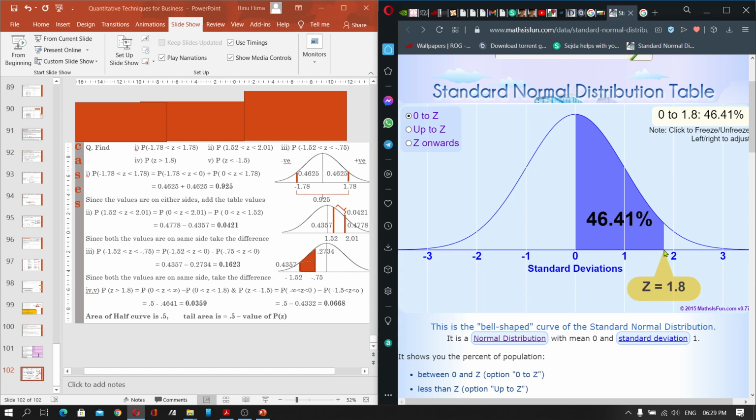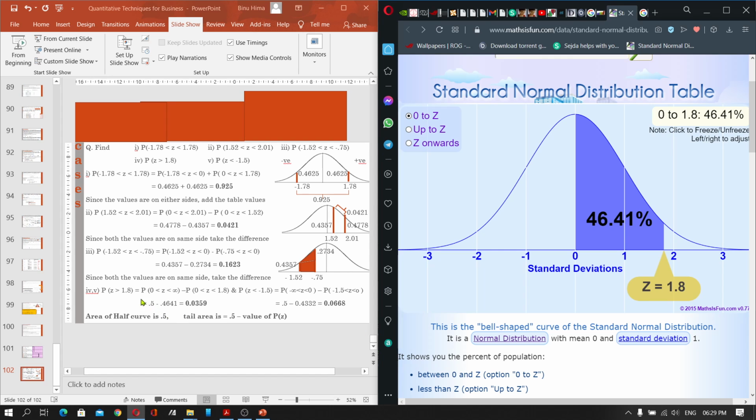So how are we going to find the area which is not colored blue? You need to find the area of this one. It's very easy. We know that the total value of this side is 0.5. Out of 0.5, if you deduct 0.4641, the table value, you will get the area of the remaining portion. That was the concept which we have done now.